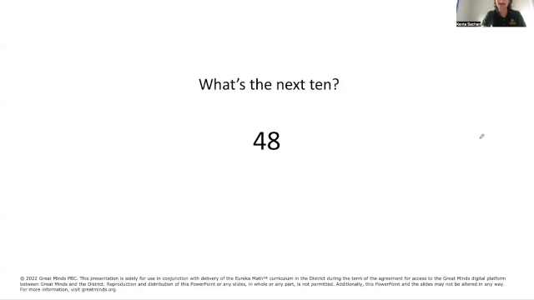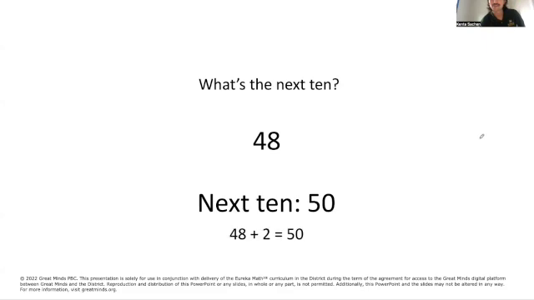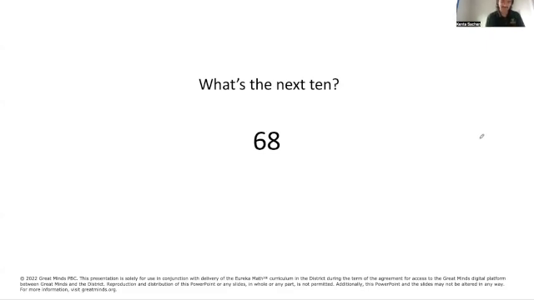Yeah, 50. Now, how many more do I need? Let's all think about this one. 48 plus what is equal to 50? Yeah, 2. Very good. 48 plus 2 equals 50. Good job.